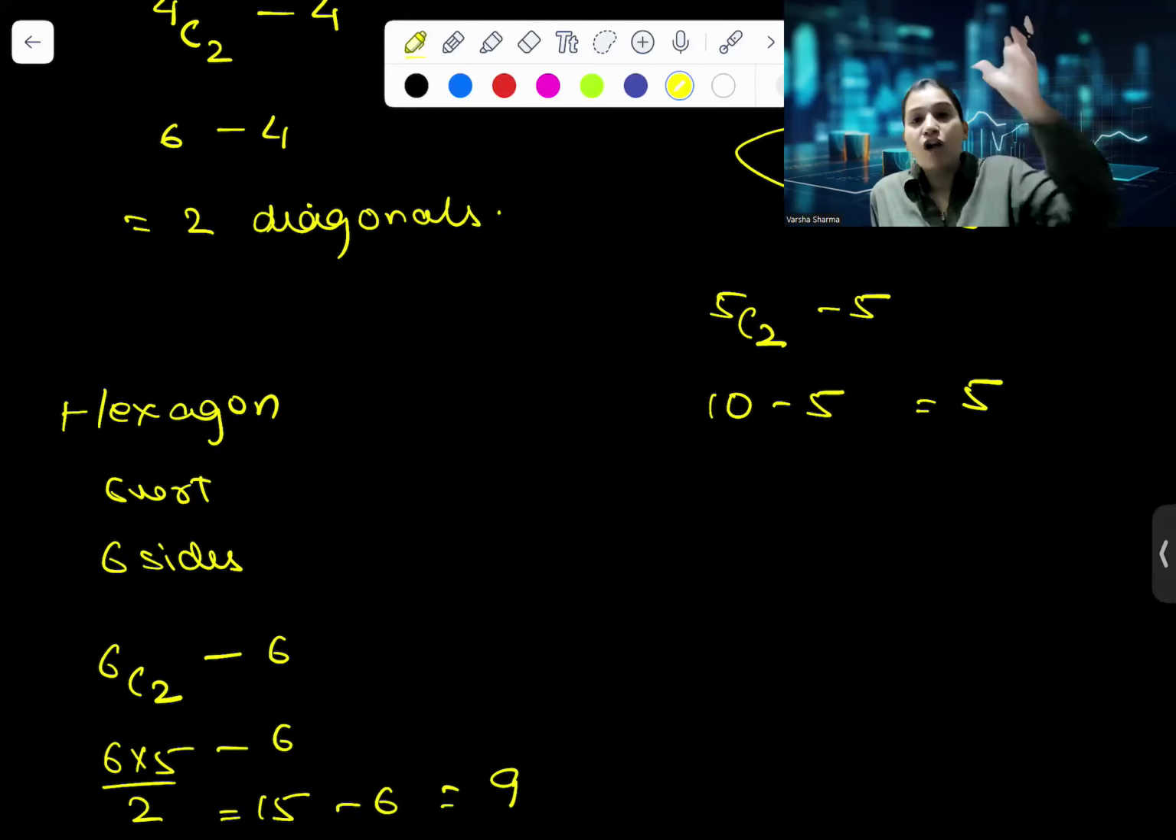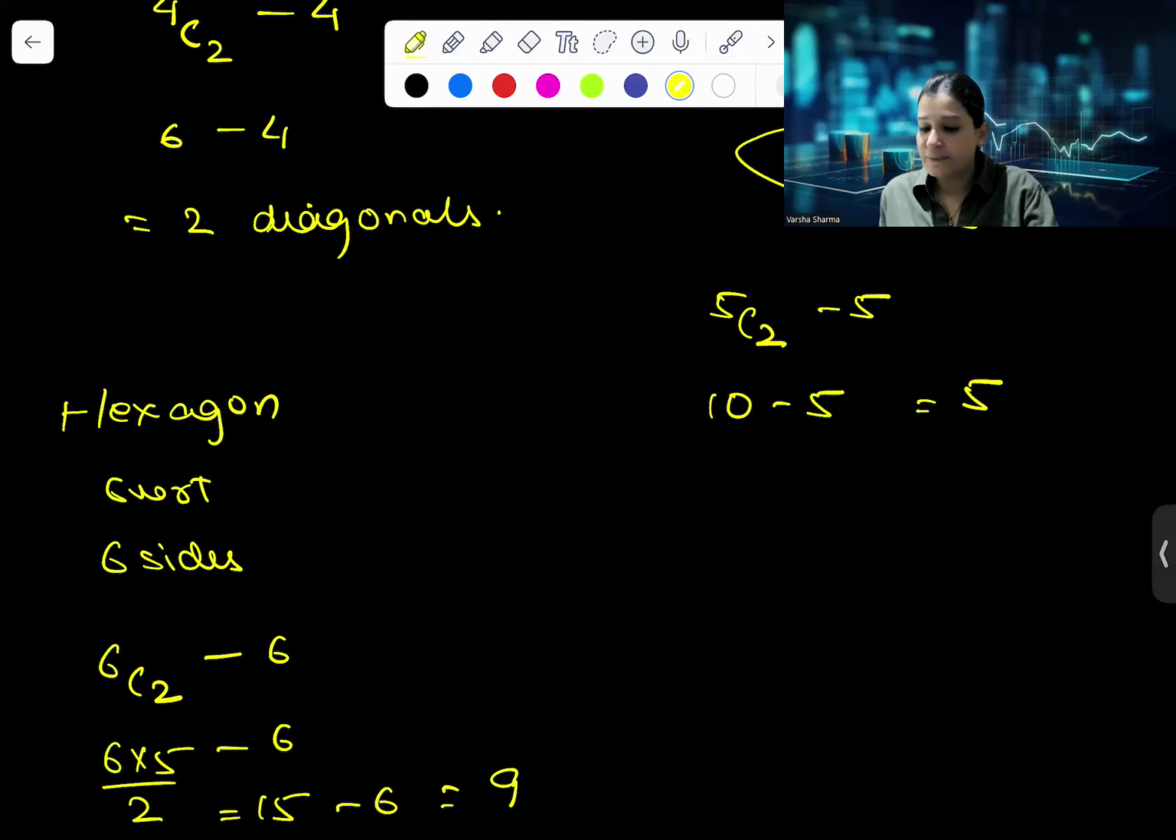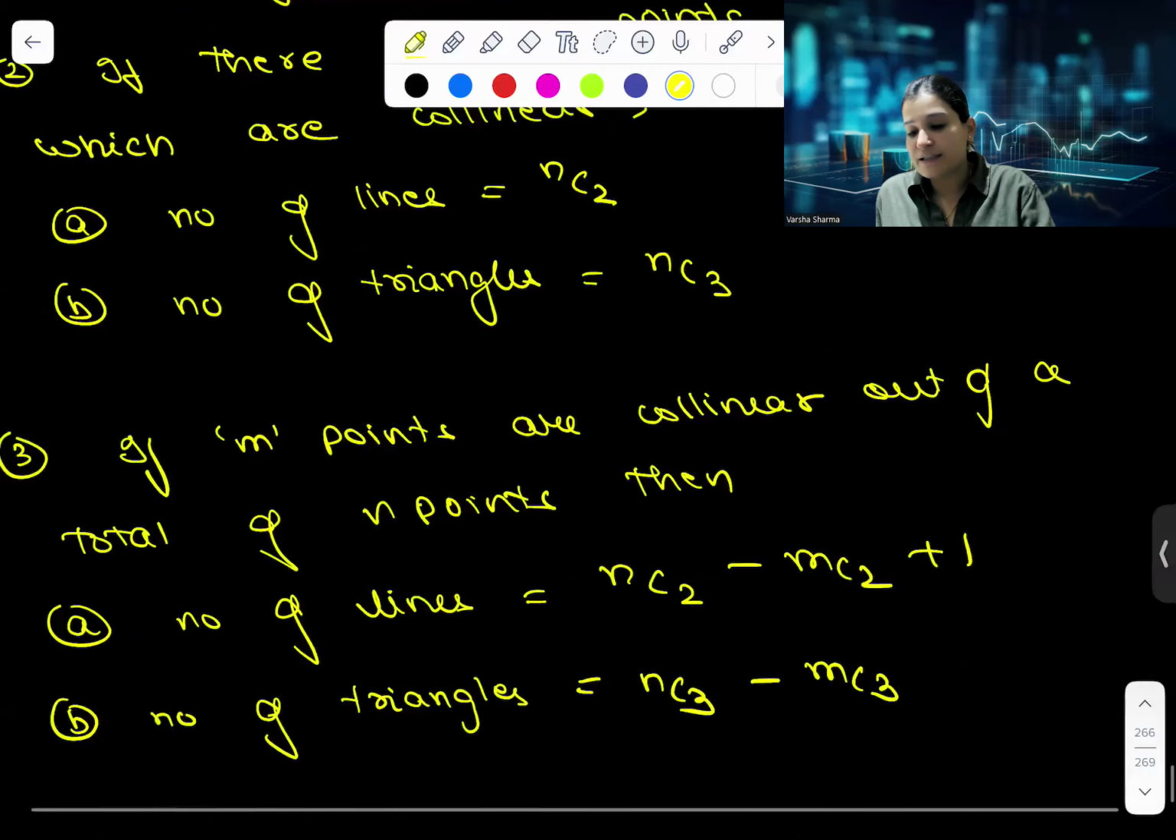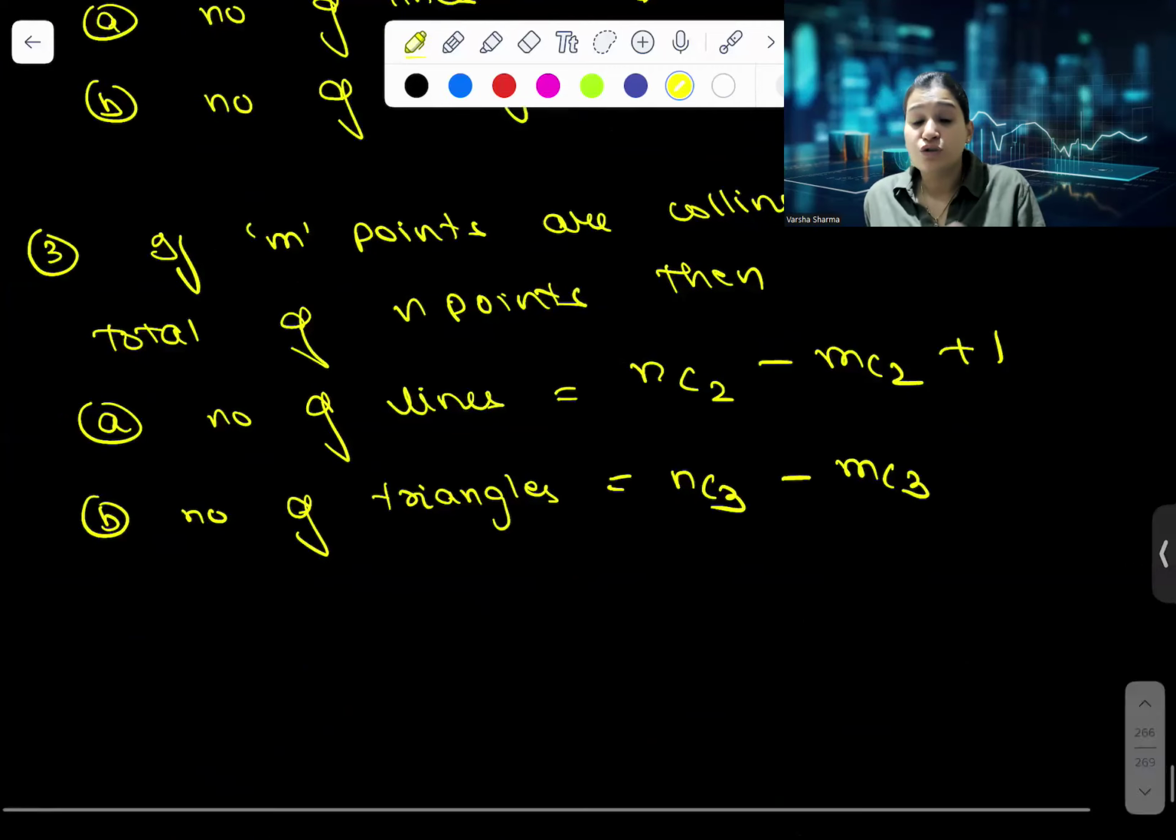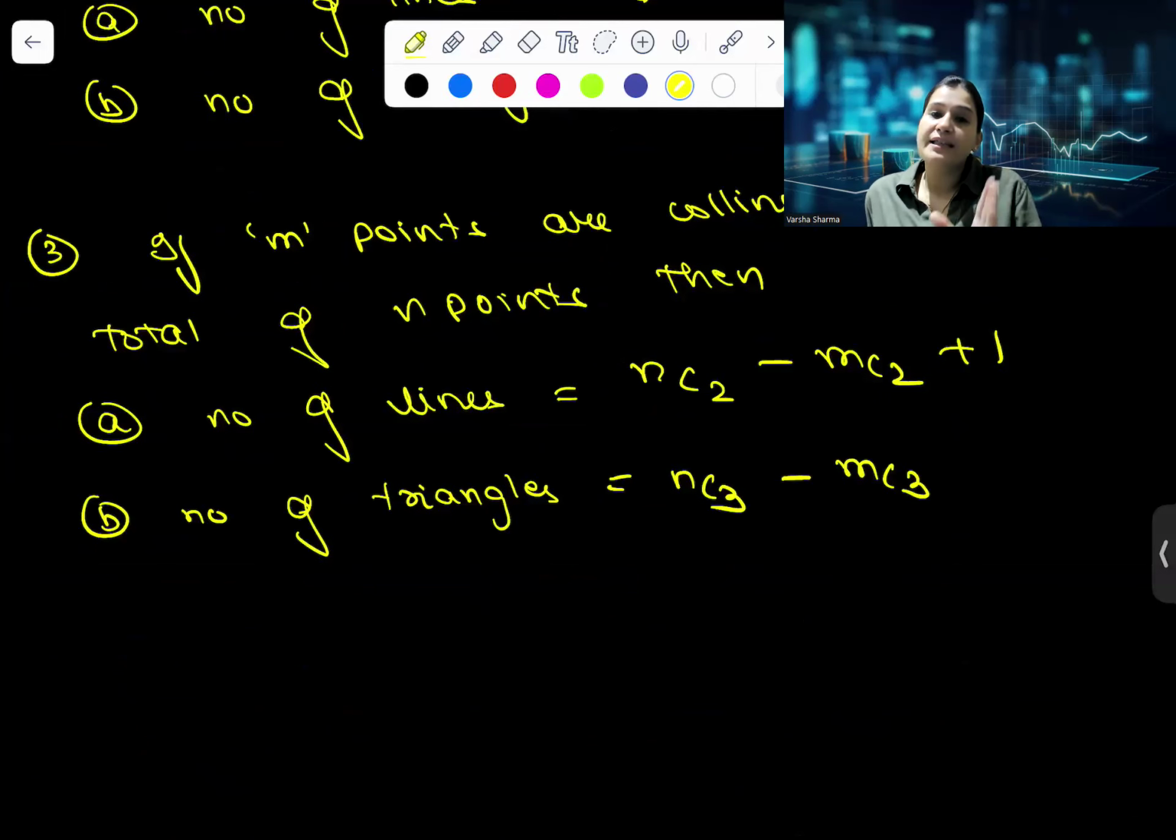So what we do is, from all the vertices, we first calculate all the lines. And then from all the lines, we remove what? The number of sides that the figure has. The remaining lines will give us the diagonals. So if there are 10 vertices, there will be 10 sides also. Those 10 vertices will give us 10C2 lines. From those 10C2, which is 45, we remove the 10 sides. The remaining 35 are the diagonals.